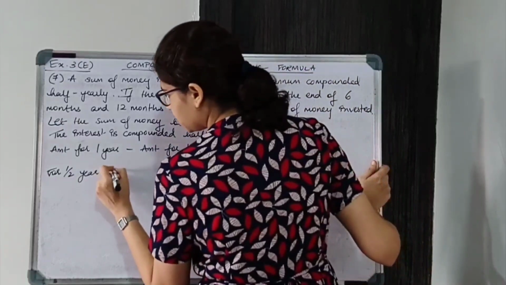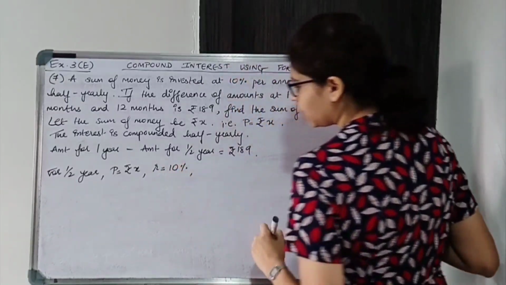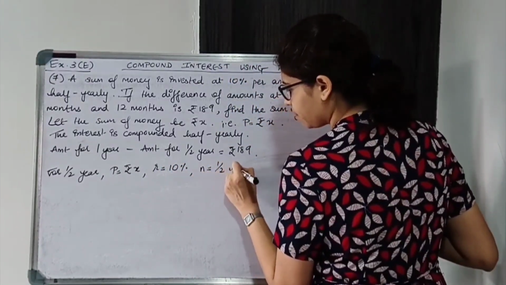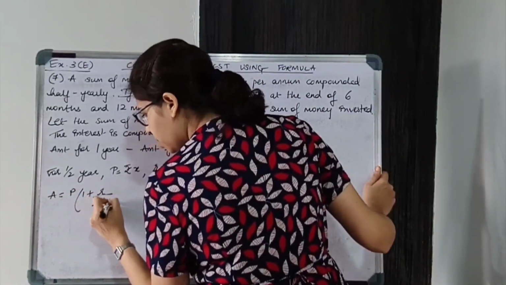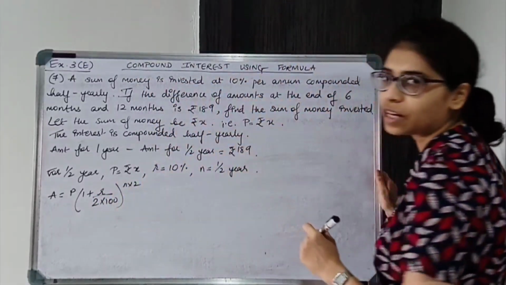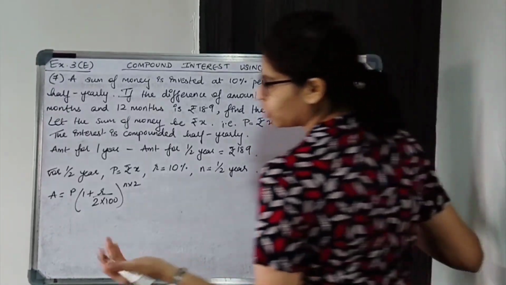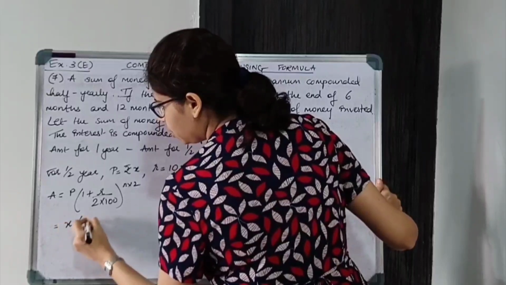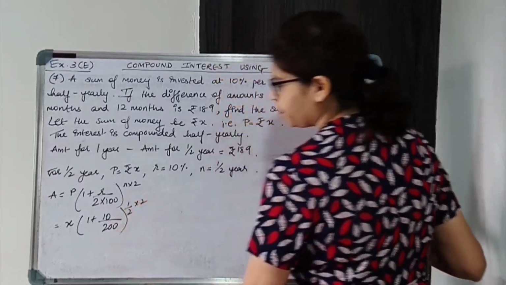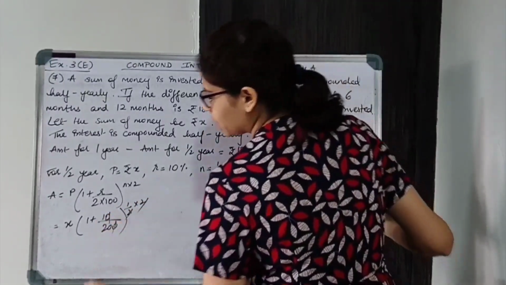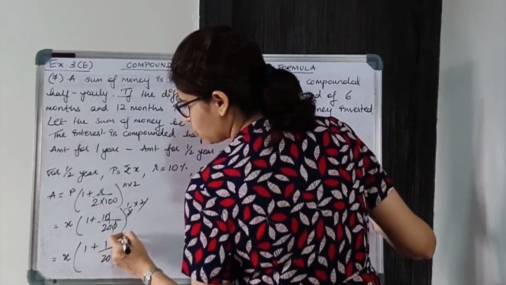Now principal is x rupees, rate of interest is 10% and n will be half year. So A is equal to P into 1 plus r upon 2 into 100 raised to n into 2. Don't forget this part, very very important. If you take the normal formula by mistake, your answer will go wrong. So x into 1 plus r is 10 upon 200 raised to n, which is half, into 2. So 2 gets cancelled, 0 gets cancelled. So x into 1 plus 1 upon 20 raised to 1.